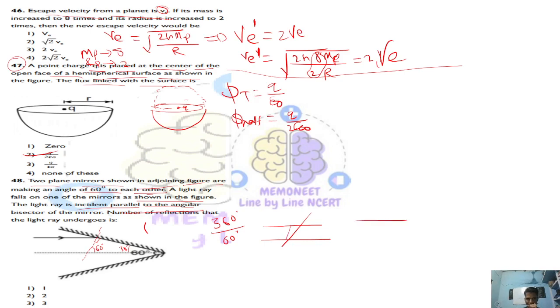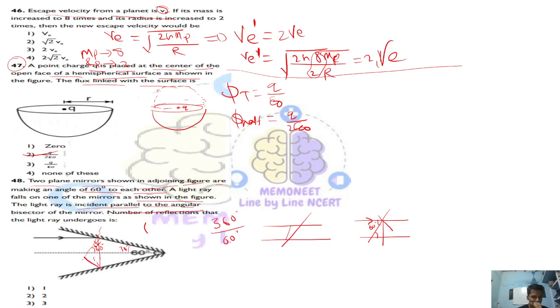Okay. Wait. This is 60. Sorry. This is incident ray. This is 60. So ray will be reflected from here at 60 degree. It falls here. There will be first reflection. First mirror. When it falls, then it also reflects from the second mirror.